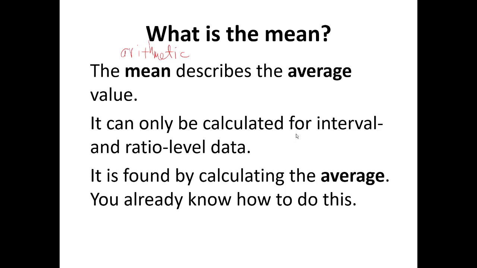So you already know how to calculate an average, right? In this case, we've got 33 houses. You add up all of their ages and divide by 33. And that gives us the mean age of the houses.